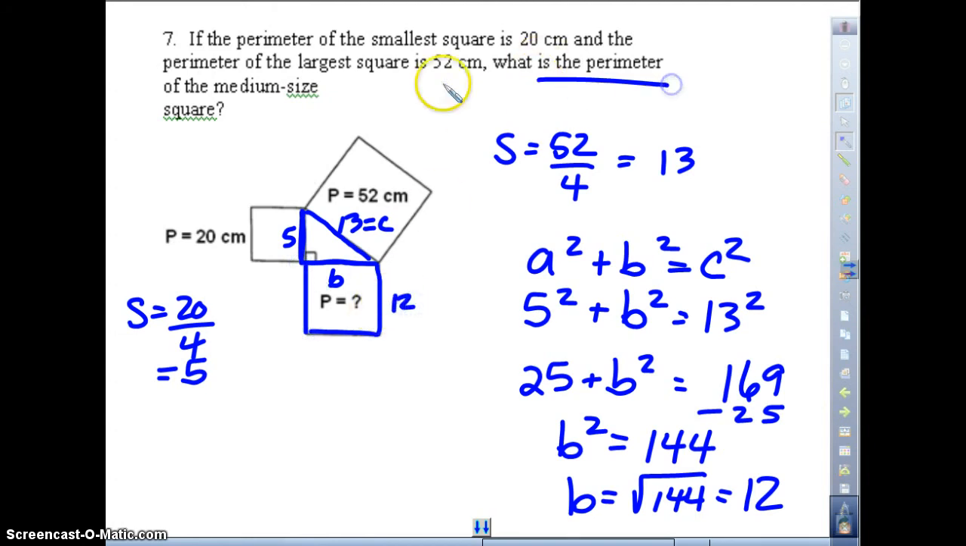They want to know what's the perimeter of the medium-sized square. How do you get the perimeter of the medium-sized square if you know one side is 12? That's right.